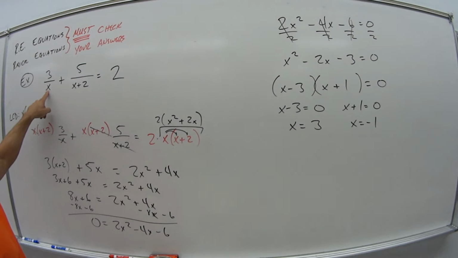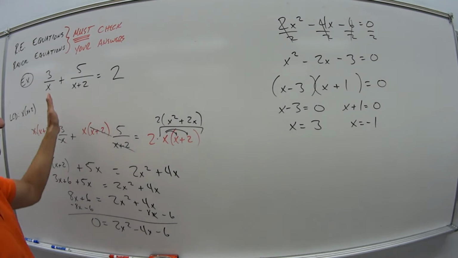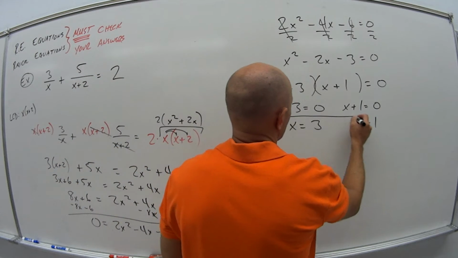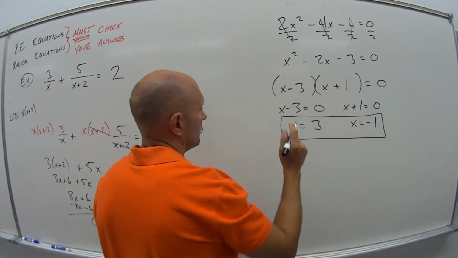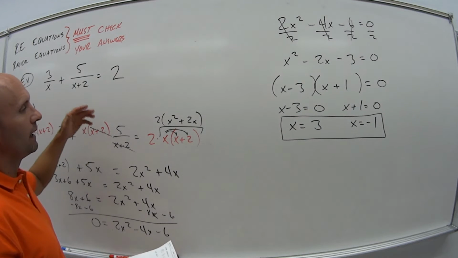So I can have 3. If I plug in 3, that's fine. I can have negative 1. That's fine. It doesn't make either denominator 0. So in this case, both answers are good. x is 3 and x equals negative 1. And again, you can plug them in.